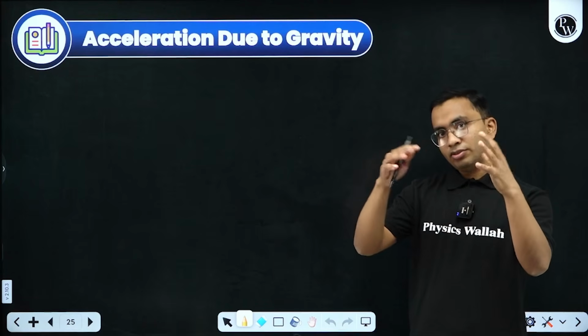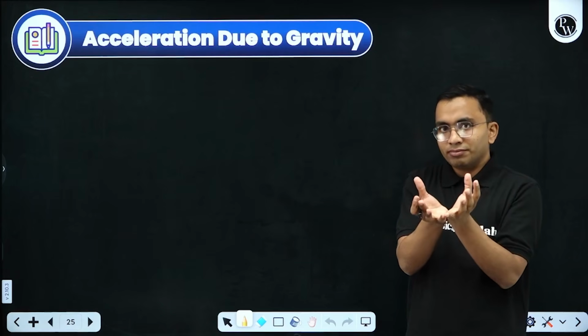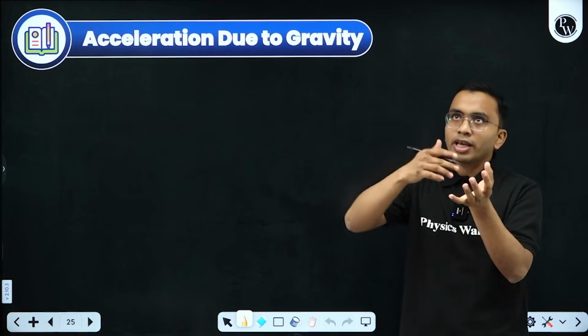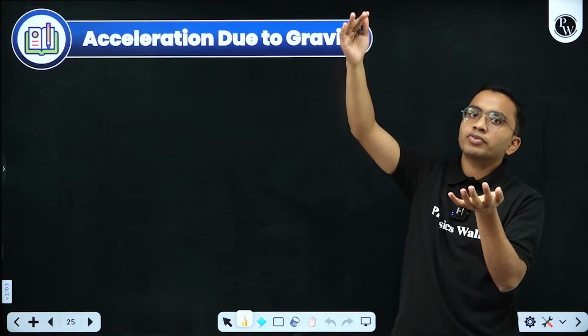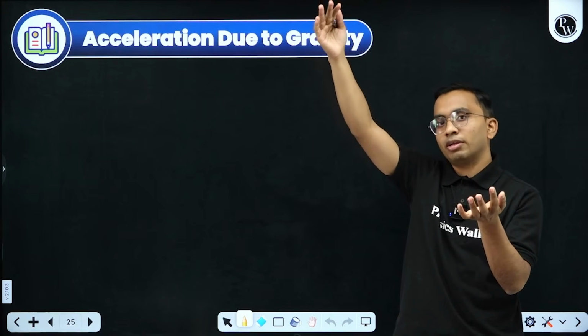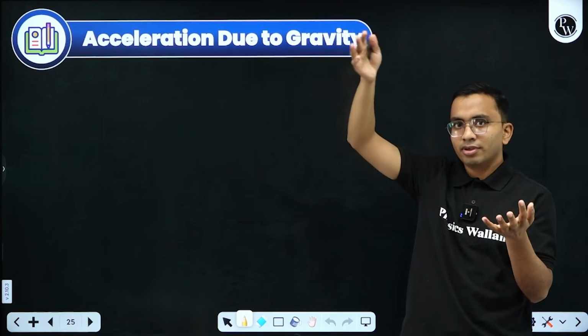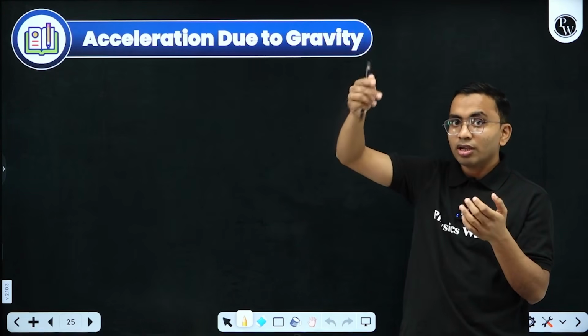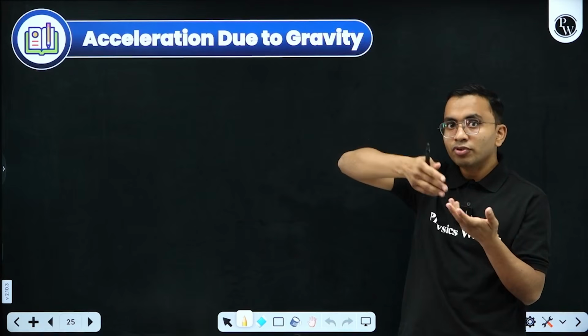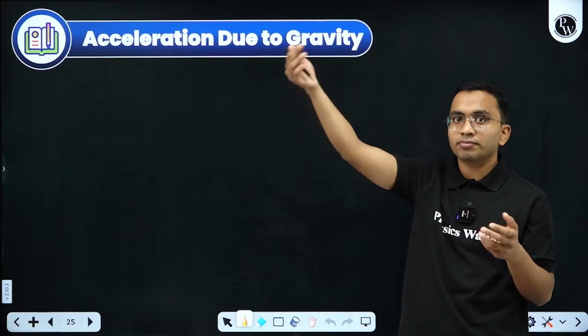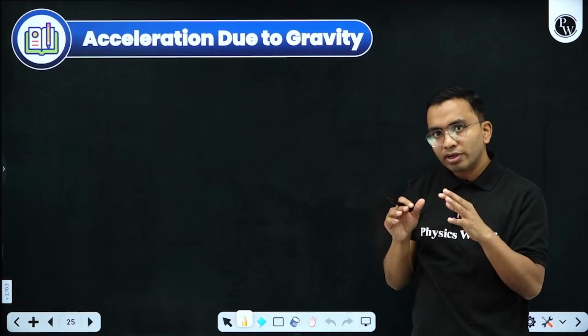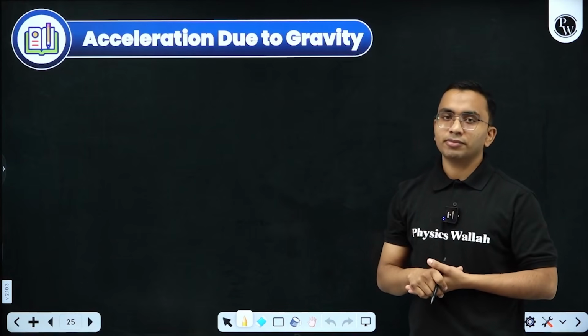As you are moving away, you know earth is a solid sphere. As you move away from the center of the solid sphere, what will happen? The field will decrease. So this g will keep on decreasing, isn't it? The force will be lesser, g will keep on decreasing. So this g is actually taken near the surface of earth only.